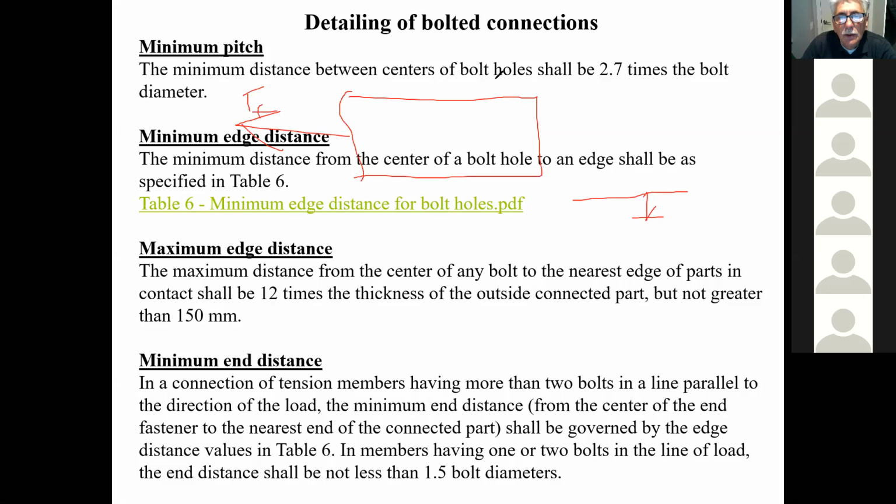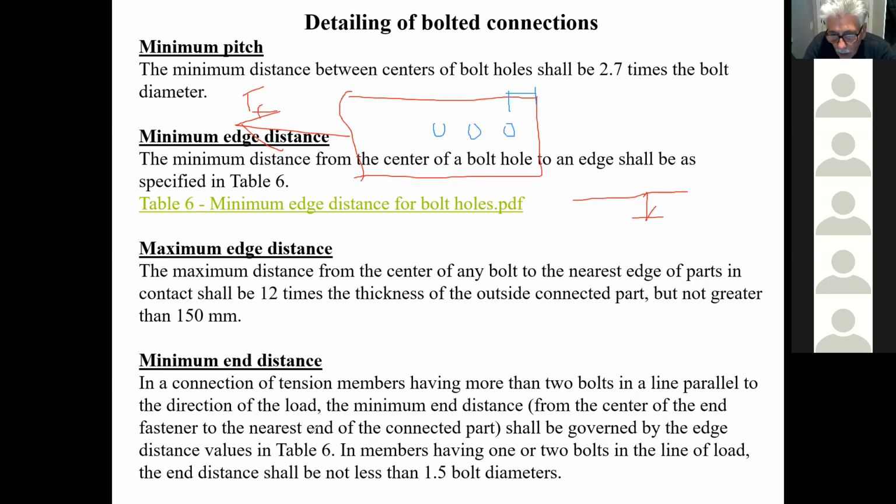Let me change color to blue. In a connection of tension members having more than 2 bolts in a line parallel to the direction of force, so if I have 3 bolts here, all 3 bolts are lined up in the direction that the force is applied. The minimum end distance from the center of the end fastener, in other words this would be the end fastener of the connection, shall be governed by the edge distance in table 6. So you go back to table 6, and that would give you the end distance.